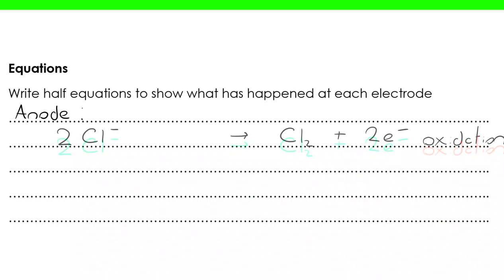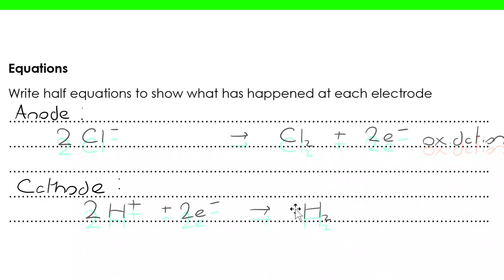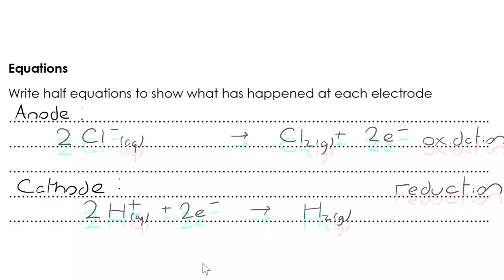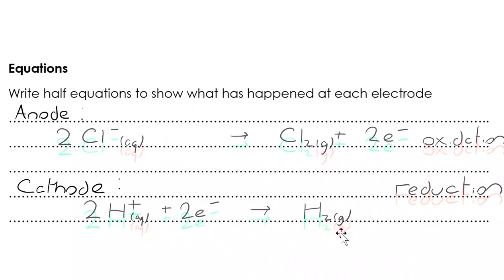If we then think about the cathode, where we know that hydrogen was produced, we start with the H+ ions being attracted. The H+ ions will make H2, so I need to balance that. I have 2H+, and again I need to balance charge. This time I do it by adding 2 electrons on the left hand side. And that is reduction, because I've gained electrons, and you can also see I've now added my state symbols in. I'm starting with aqueous solutions. I know that chlorine is a gas, and I know that hydrogen is a gas.